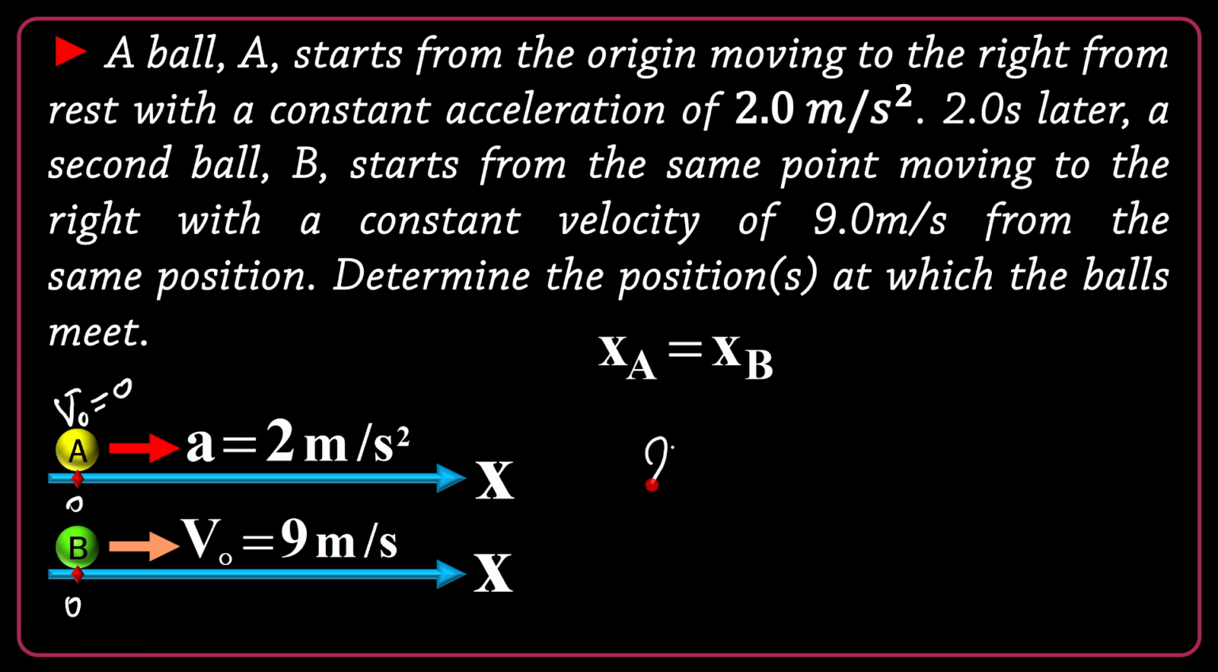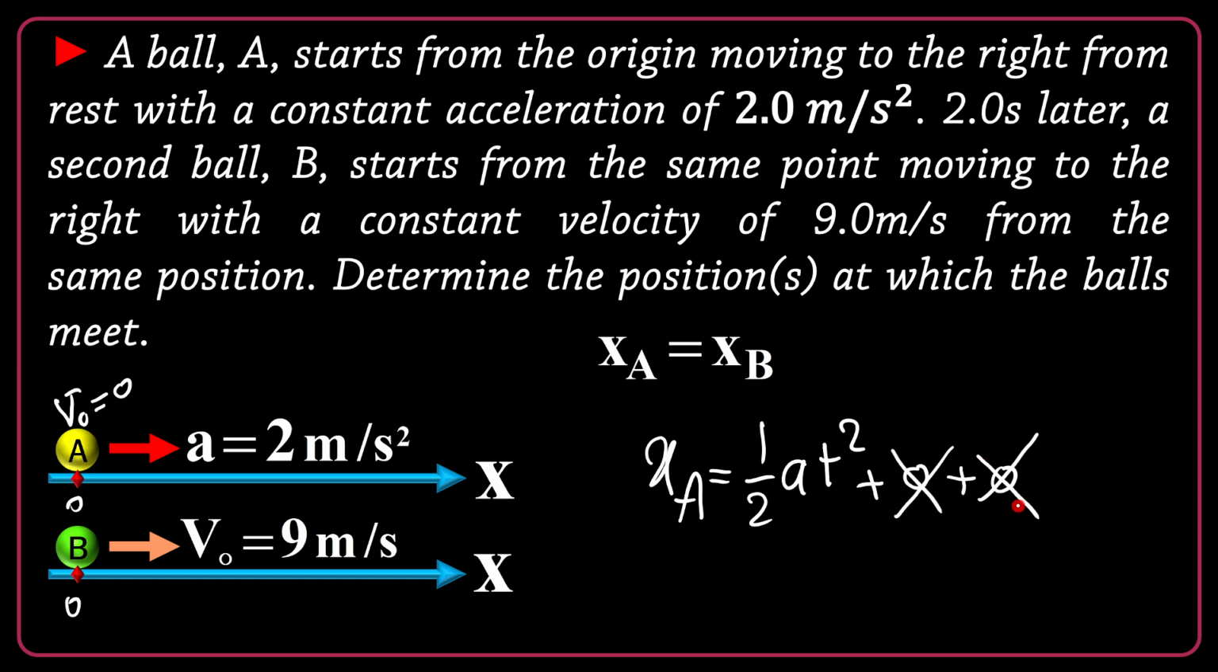So for A, XA is going to be a half of AT squared plus V naught T plus X naught. So they are all 0. That's all. This is for A. And for the B, XB will be VT, so it's 90.